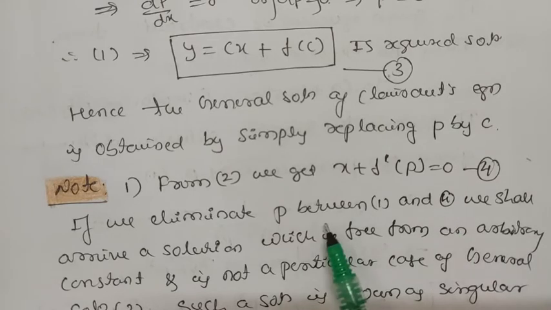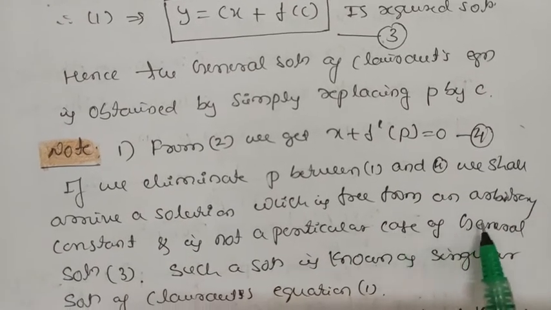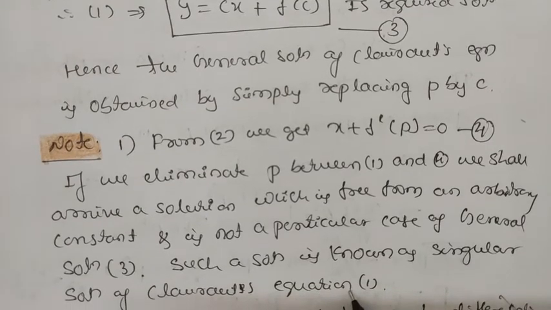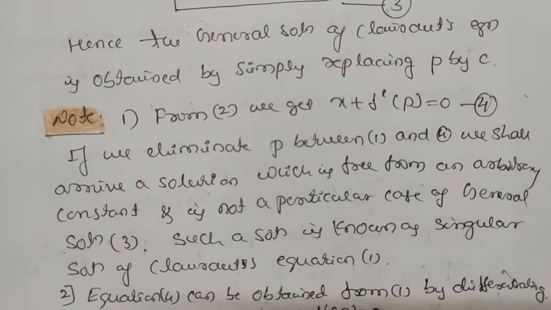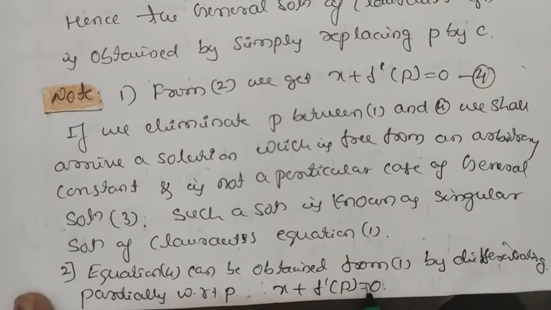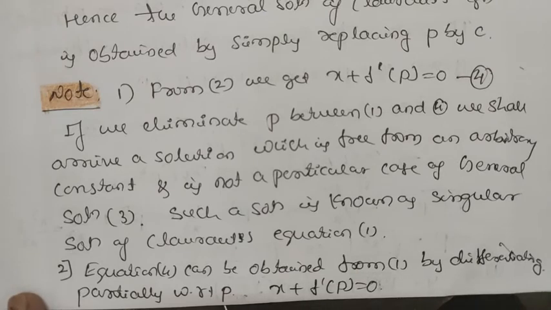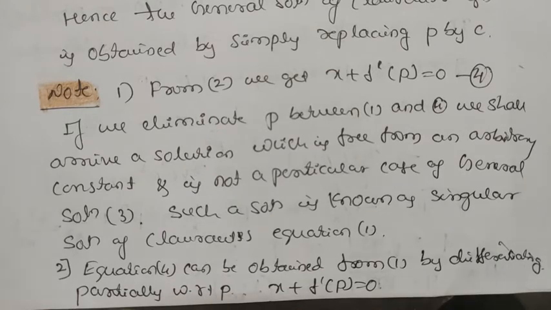We have to eliminate p between equation 1 and 4, and we shall arrive at a solution which contains no arbitrary constant and is not a particular case of the general solution, equation 3. Such a solution is known as the singular solution of Clairaut's equation 1. Equation 4 can be obtained from equation 1 by differentiating partially with respect to p, that is x plus f dash of p equals 0. It is not so important. I will tell you how to get the singular solution.